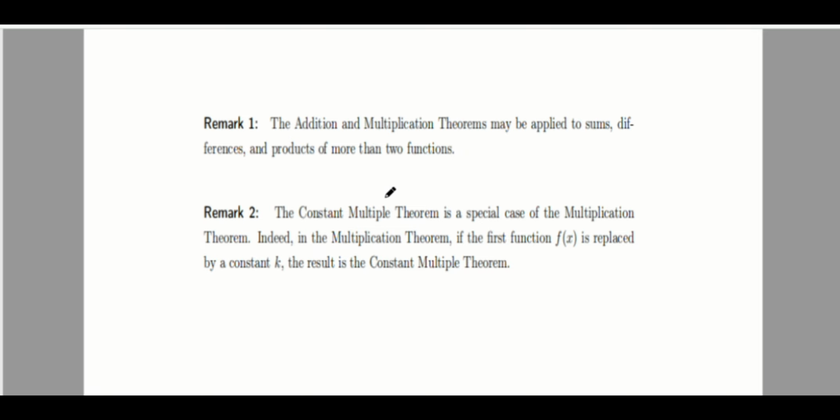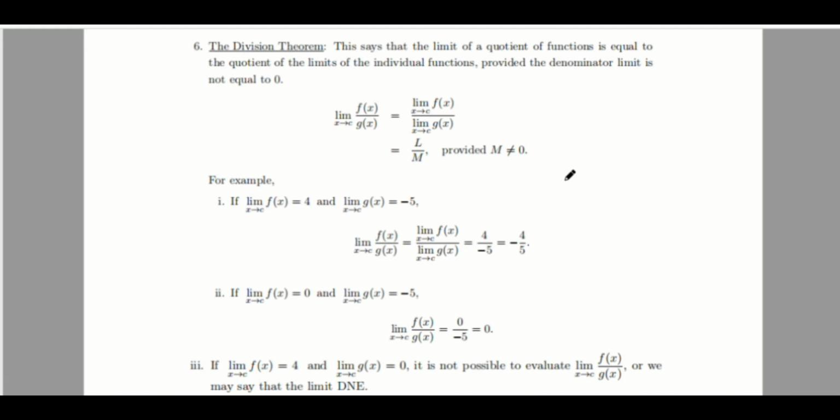Remark 2, the constant multiple theorem is a special case of the multiplication theorem. Indeed, in the multiplication theorem, if the first function f of x is replaced by a constant k, the result is the constant multiple theorem. Now let's go to number 6, the division theorem.